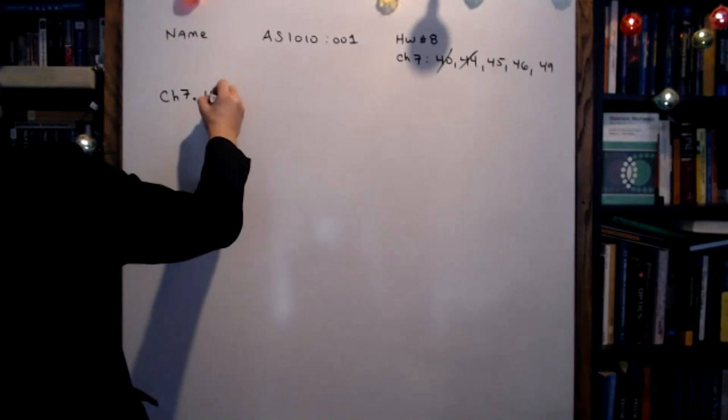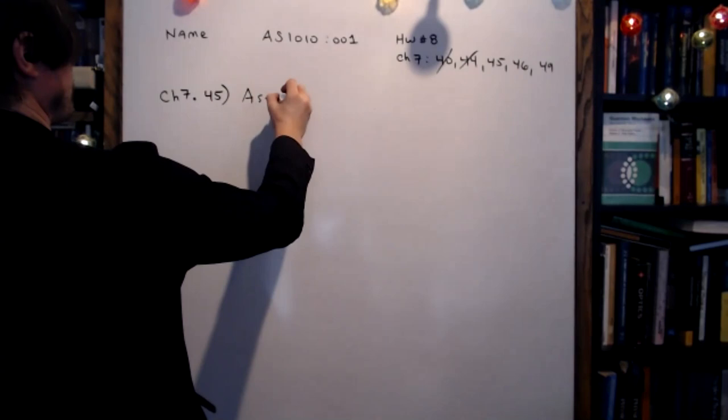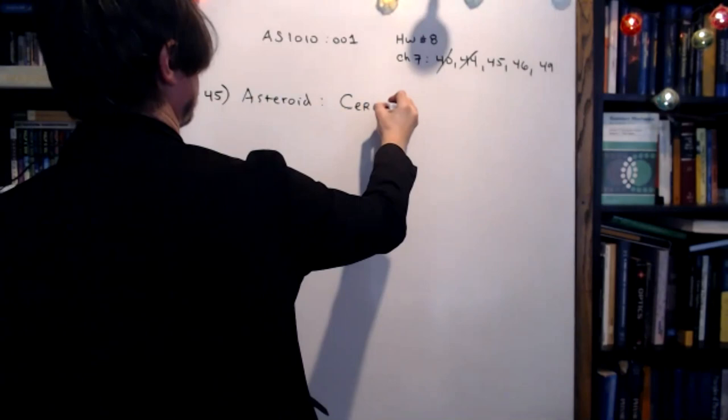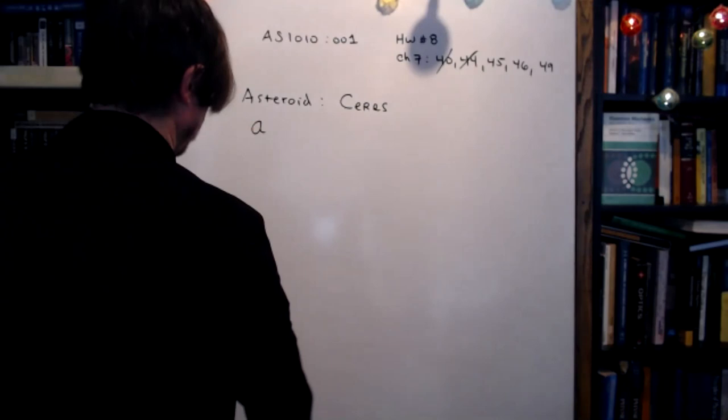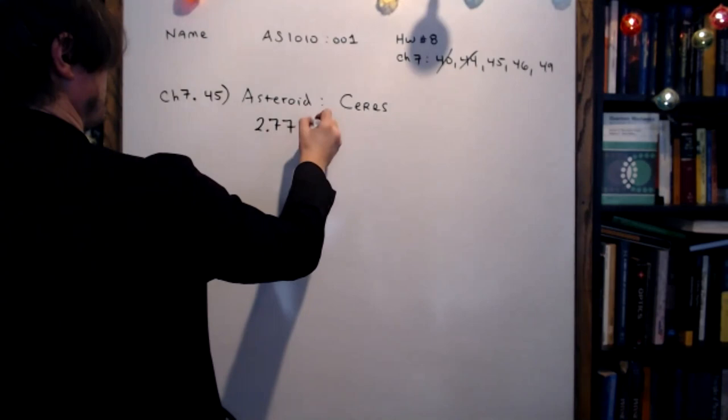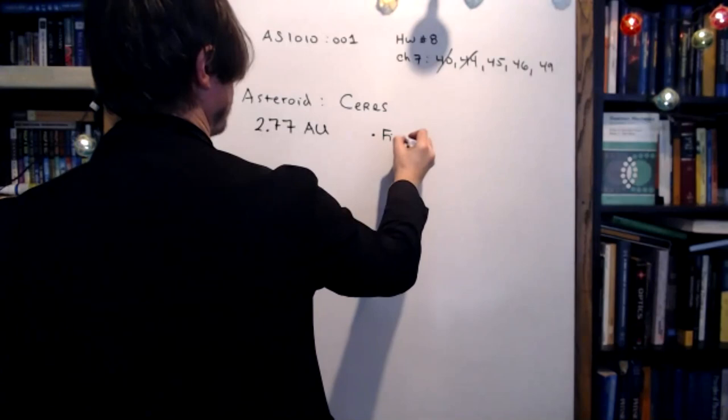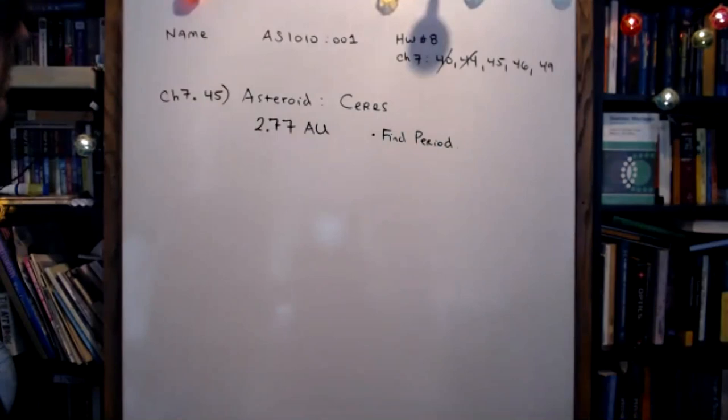Asteroid orbit. Ceres, the largest asteroid, has an orbital semi-major axis of 2.77 AU. Use Kepler's third law to find its orbital period. Compare your answer with the value in table 7.1 and name the planets that orbit just inside and outside Ceres' orbit. What's Kepler's third law?